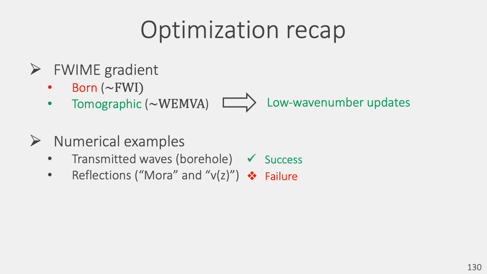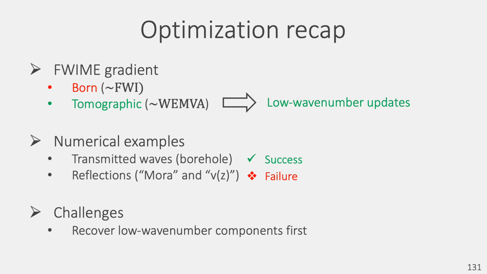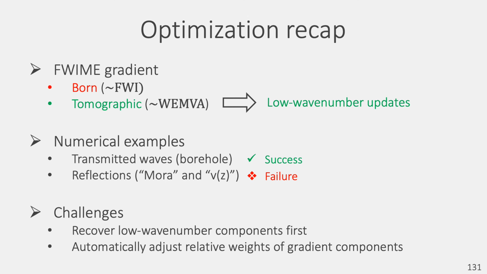By examining the different components of our gradient, we noticed that at the first iteration, the tomographic update seems to guide us towards the right direction, but its amplitude is overwhelmed by the borne. So we want to be able to reconstruct or recover the low wave number components first. Therefore, we need to find a way to automatically adjust the relative weights of the FWME gradient components. And as we mentioned at the beginning of the video, Ettore and I have developed a strategy called model space multiscale approach that achieves this goal.